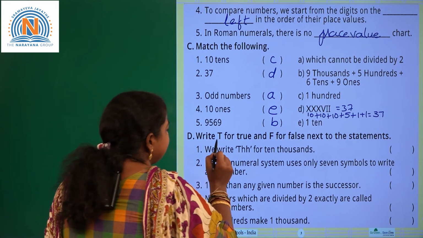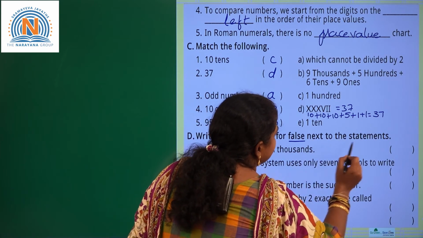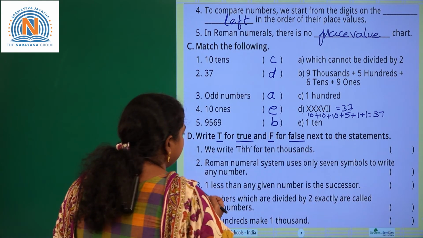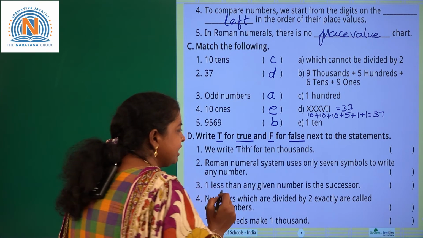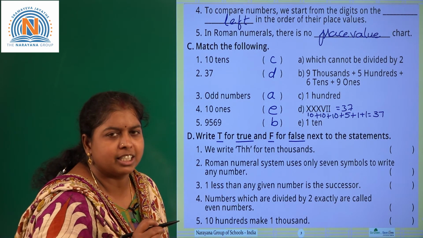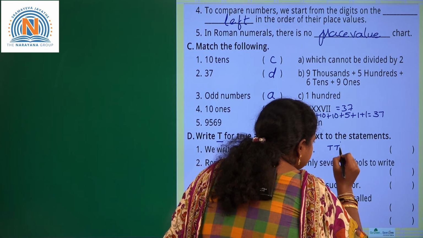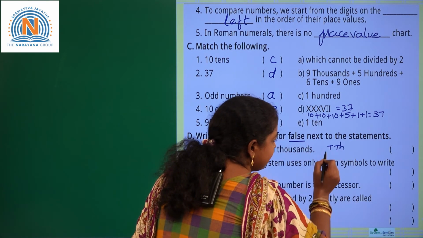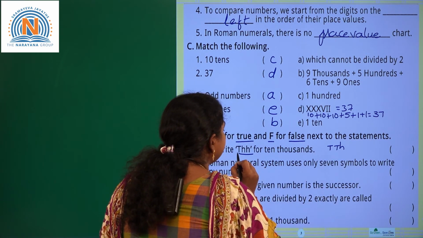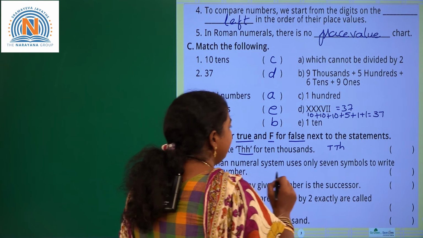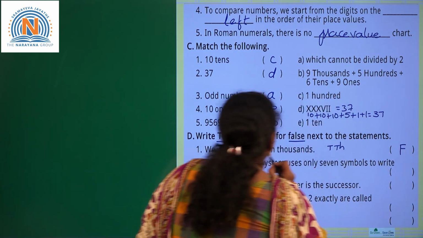Next one. Write T for true statement and F for false statement next to the given statements. Okay. We write THH for 10,000s. Is it true? What will you write for 10,000s, children? For 10,000s, you will write TTH. TH stands for thousands and T stands for 10. So, you will write TTH. But here the given one is THH. So, this is a false statement. We need to write F here.